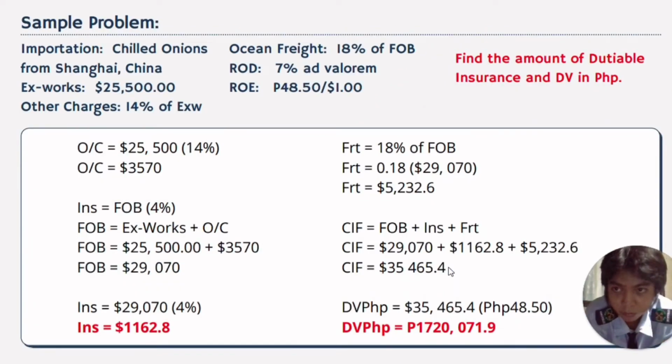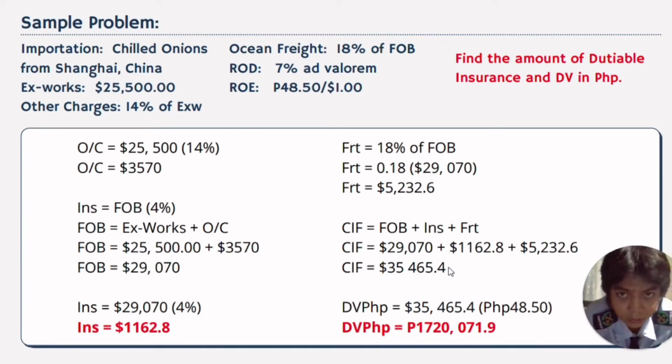Importation of chilled onions from Shanghai, China. Mao na ang importation, mao na siya kung unsa ang gipalit sa buyer tagawas. Mao na ang asa gipalit ang goods, which is chilled onions. Ex-Works 25,500. Ex-Works means cost of goods. Other charges 14% of Ex-Works, so 14% sa Ex-Works kay 25,500.